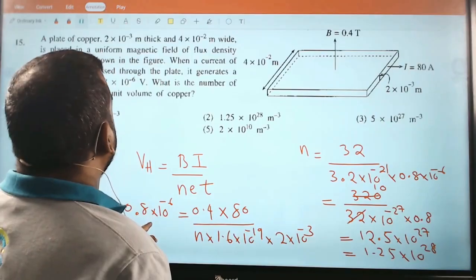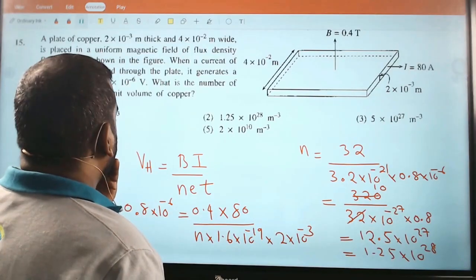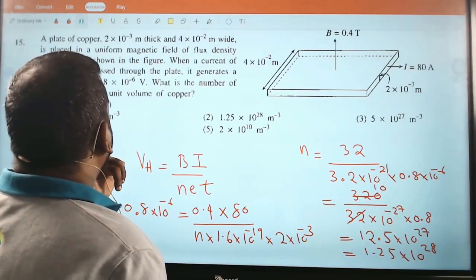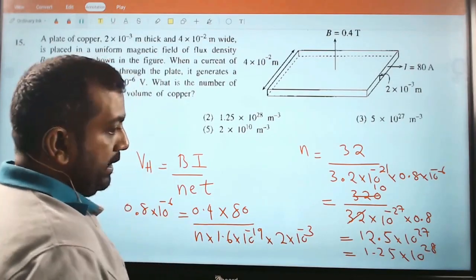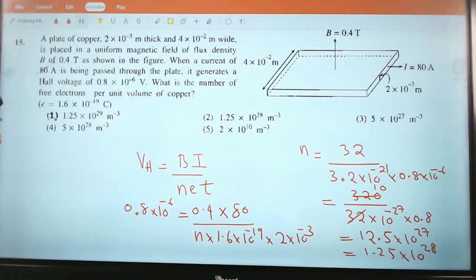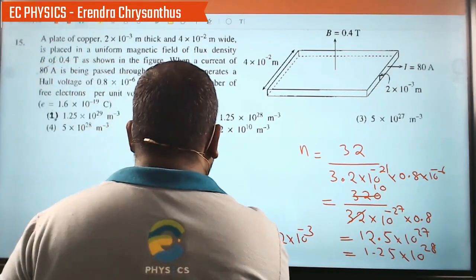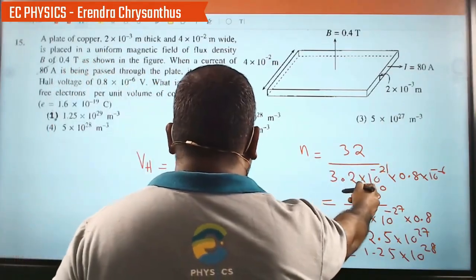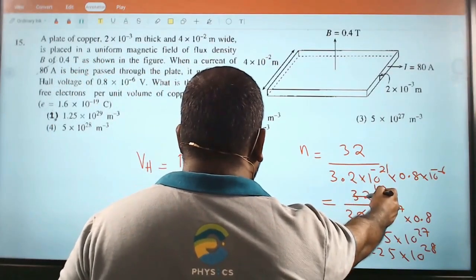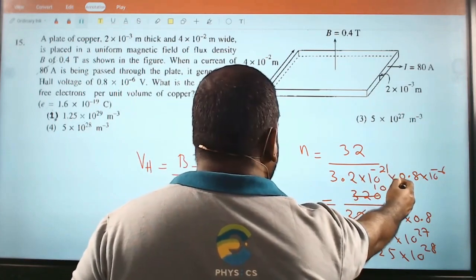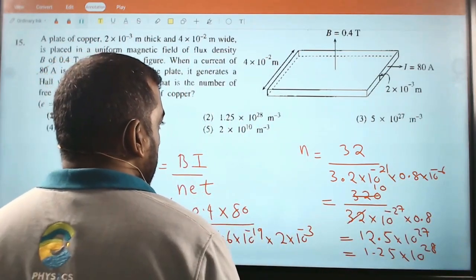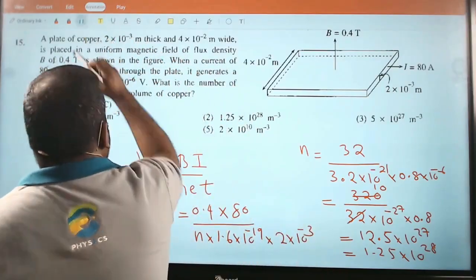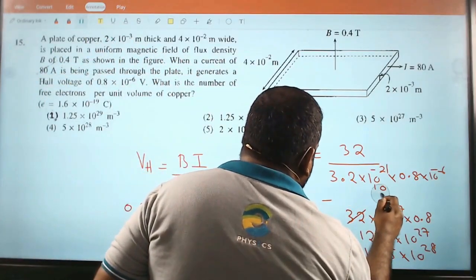0.8 10 to the power minus 6. 0.4 into 80, n times 1.6 10 to the power minus 19 times 2 10 to the power minus 3. Simplify it. Simply n is going to be 32, 3.2 10 to the power minus 21 over 0.8 10 to the power minus 6. So check this calculation carefully again.